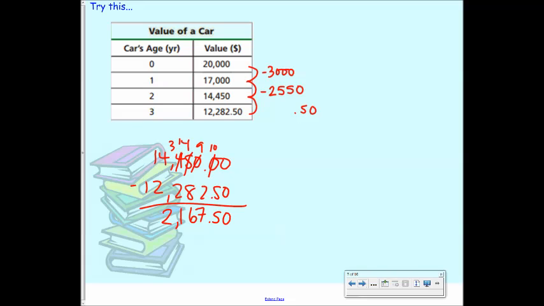2167.50. All right, so that's 2167.50. So is that linear? No. So then how do I figure out if it's quadratic? Second difference. Again, how do you do the second difference on a calculator?